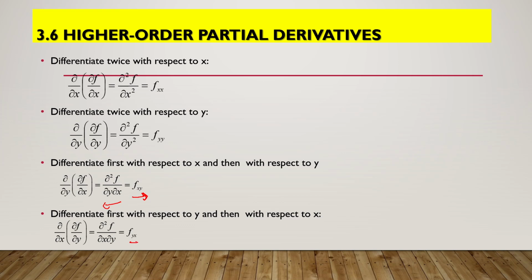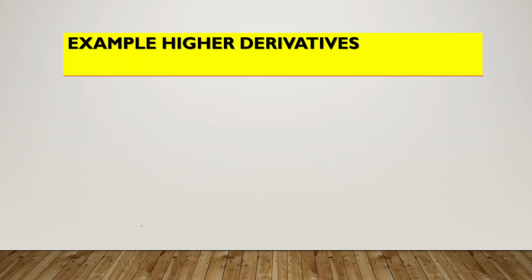fyx means differentiate with respect to y first, later on x. In the del notation, it is actually del squared f over del x del y. It means we differentiate with respect to y first, then x. Later on you can see fxy should be equal to fyx.